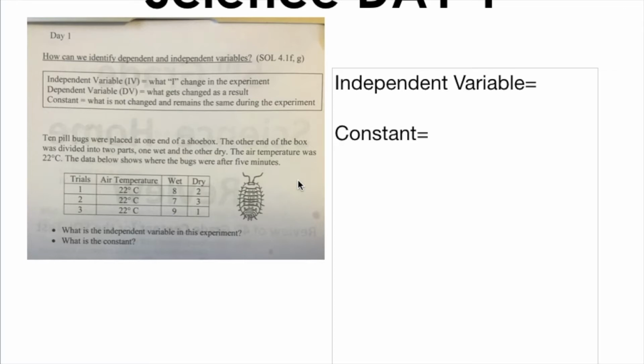10 pill bugs were placed at one end of a shoebox. The other end of the box was divided into 2 parts, one wet and the other dry. The air temperature was 22 degrees Celsius. The data below shows where the bugs were after 5 minutes. What is the independent variable in this experiment? Or what have we changed in the experiment? If you said the 2 parts of the box, the one wet and the one dry, you are correct.